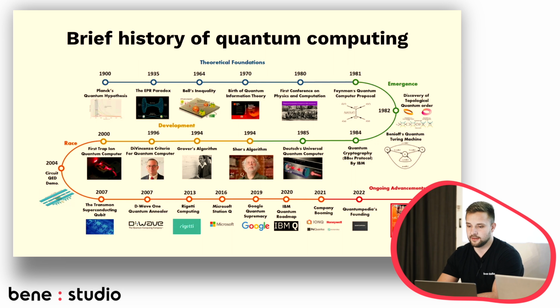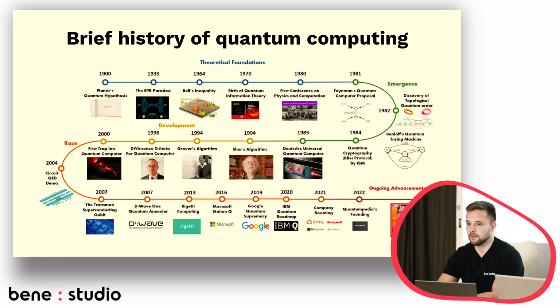Everything started in 1900 with Max Planck's quantum hypothesis. He was a German physicist. He introduced the concept of quantized energy levels to explain the phenomenon of black body radiation. He proposed that energy is not emitted continuously, but in discrete packets called quanta. Planck's quantum hypothesis marked the beginning of a new era in physics and set the stage for the development of quantum mechanics.